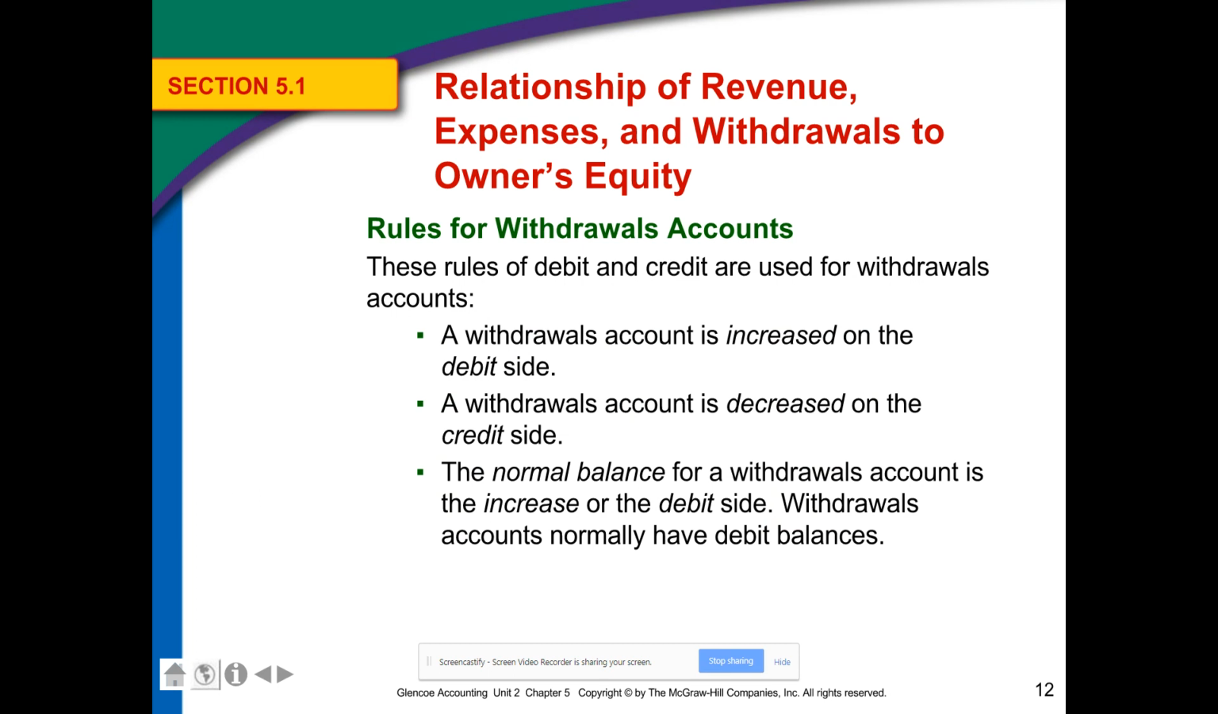Withdrawals are a special kind of case, but they follow the same rules. We're going to increase it using a debit. We're going to decrease it using a credit because we're taking money away from owner's equity. But we're going to do it in this special account so that we can make sure we're keeping track of it. If an owner takes a lot of money out of the business, that might not be so good for the business.